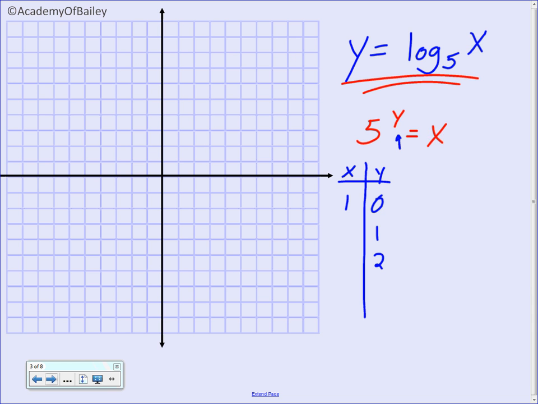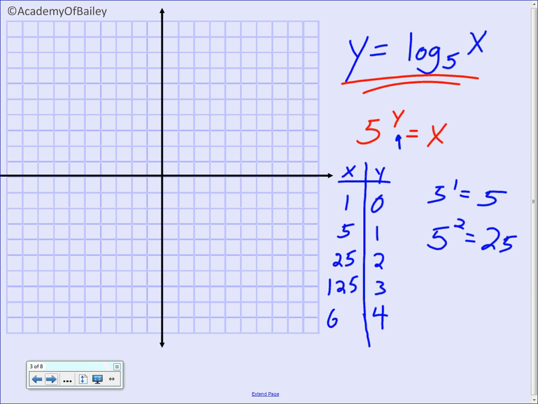1, 2, 3. How about those values? So 5 to the first power is equal to 5. 5 to the second power is equal to 25. 5 to the third power, 125. 5 to the fourth power is 125 times 5, which is going to be 625. Okay, so we have those values.